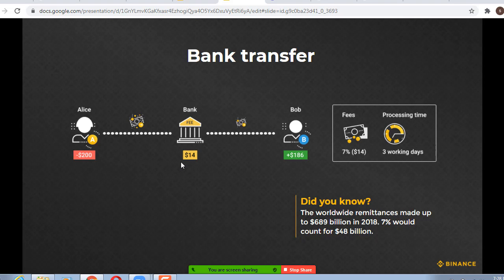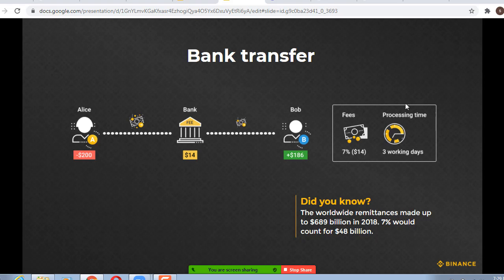So you can see the transaction fee is very, very high. $14 transaction fee for only a transfer. And this is a cross-border transfer. Remember, we talk about Bitcoin, we say it's borderless. This is a cross-border transfer and it's costing this much. So we have that the transaction fee is about 7% of the whole amount. That is, 7%, $14.